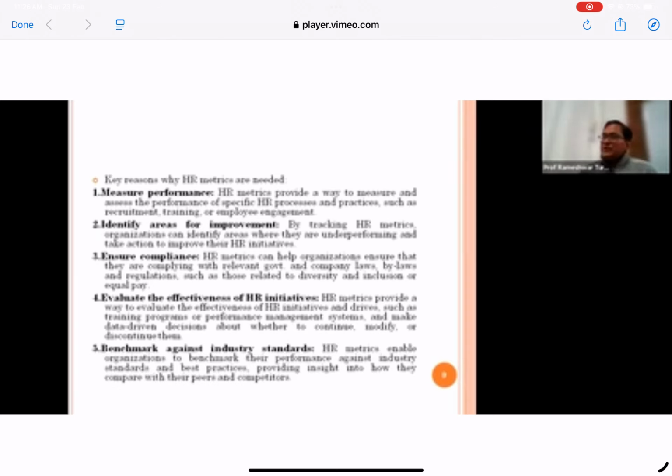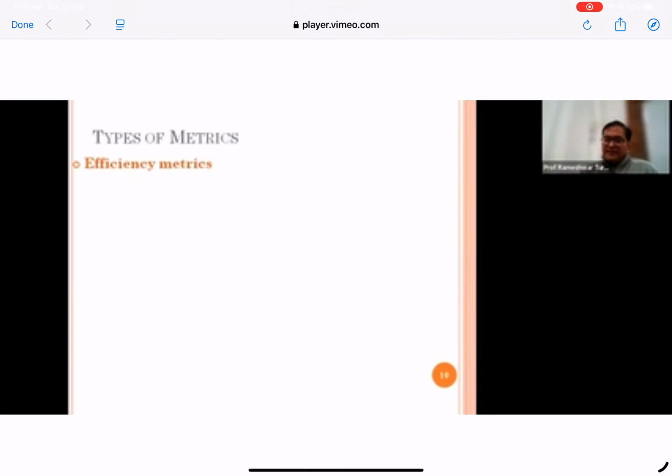And Rashi was talking about benchmarking. We are able to compare with others. If we have this number, we can compare it with others and judge how good or bad we are against industry standards and best practices. That gives us insight into the need for improvement, and the need to keep up if we are ahead. Now I'm going to look at some of the ways HR metrics are classified.